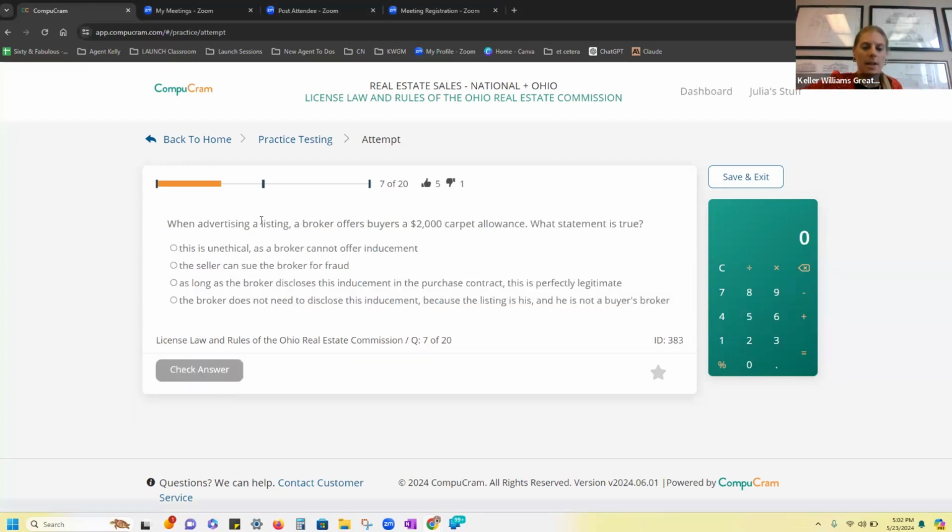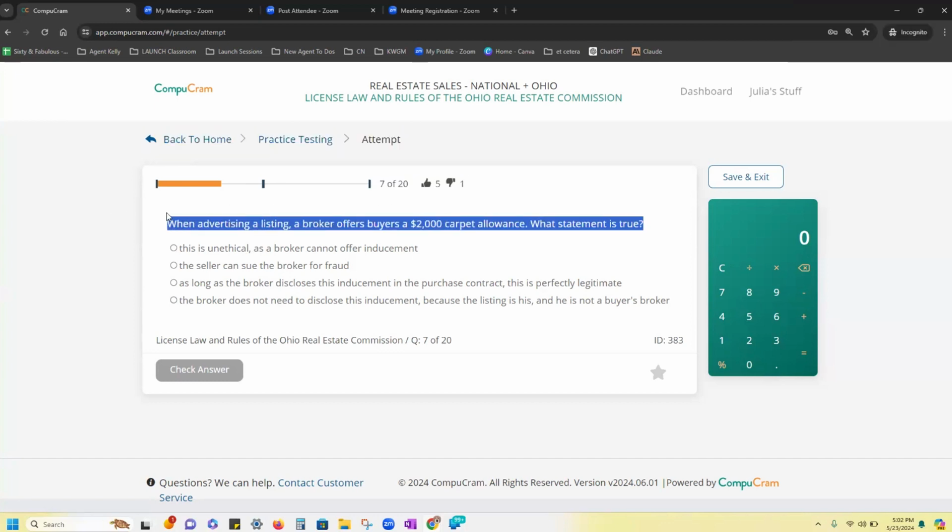When advertising a listing, a broker offers buyers a $2,000 carpet allowance. What is true? A, this is unethical as the broker cannot offer inducement. B, the seller can sue the broker for fraud. C, as long as the broker discloses the inducement in the purchase contract, this is perfectly legitimate. Or D, the broker does not need to disclose this inducement because the listing is his and he is not a buyer's broker. I want to say C.